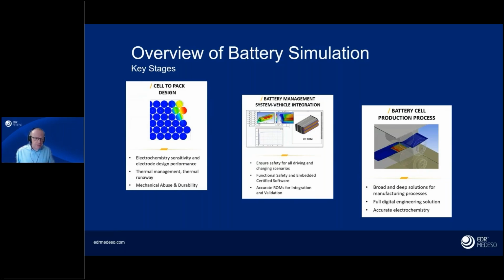And it is vital at this stage. As it says there, the full digital engineering solution is what's available to us. And we can do things like accurate electrochemistry. So these are those three fundamental stages.